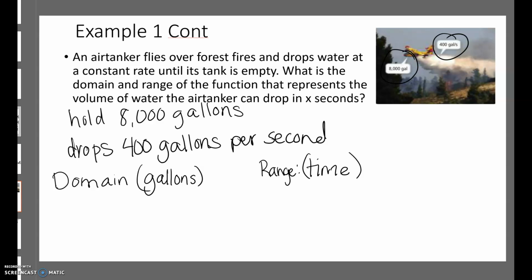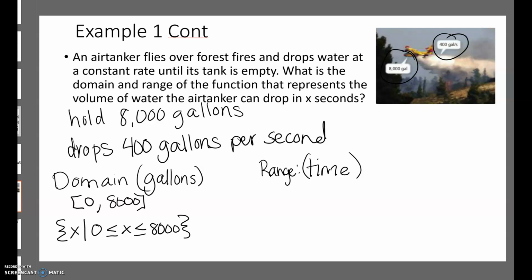So it can hold 8,000 gallons and it can't be negative. So domain would be from 0, a hard bracket, because it can have 0 gallons, it just can't have less. And then it can hold up to 8,000. And again, that's a hard bracket. So for set notation, x is an element and it goes from 0 to 8,000.